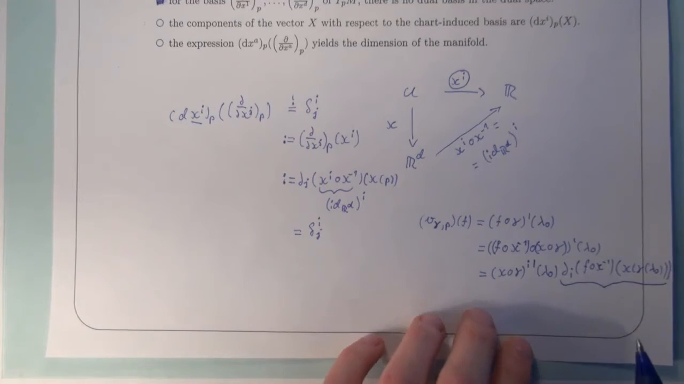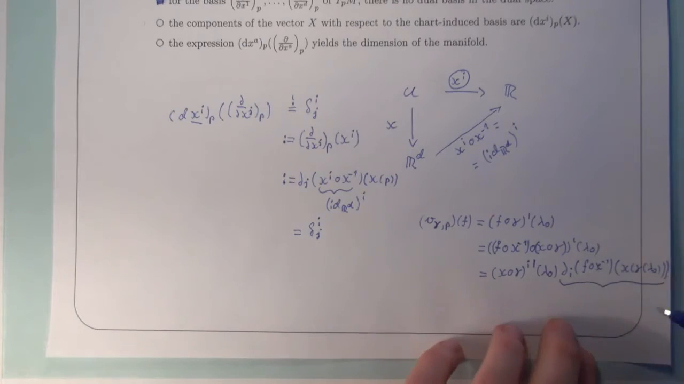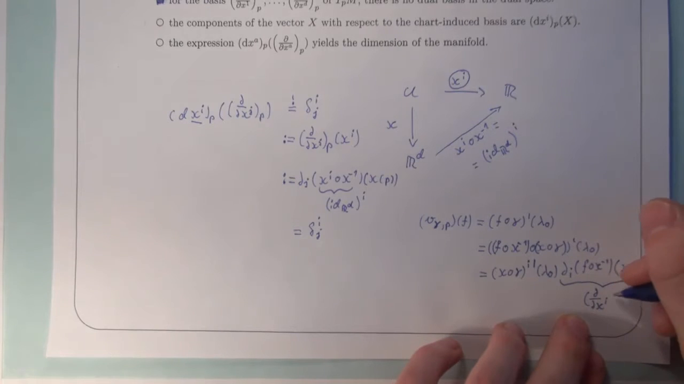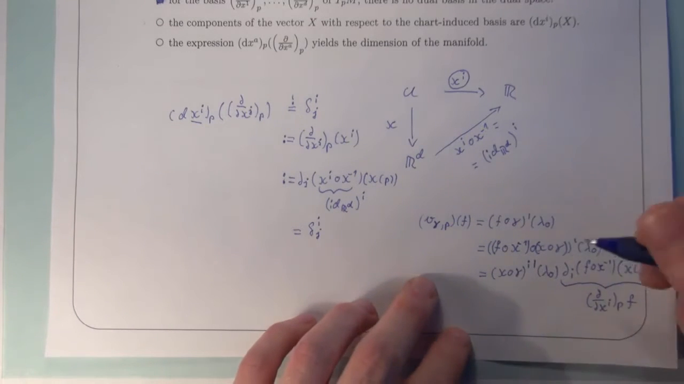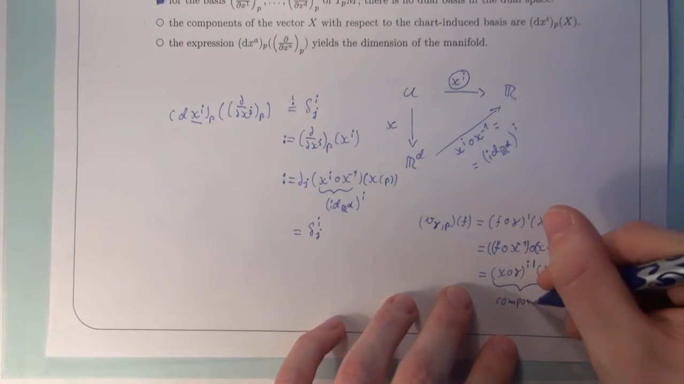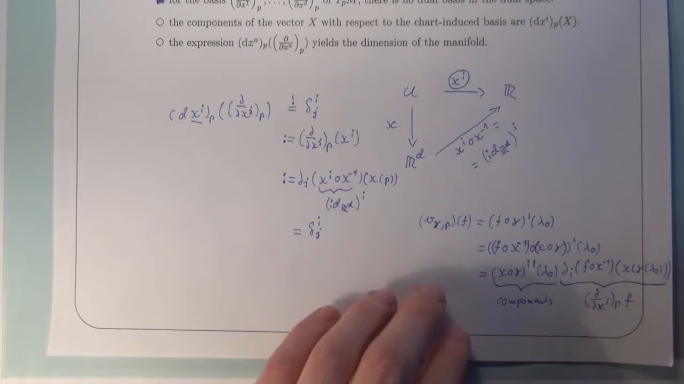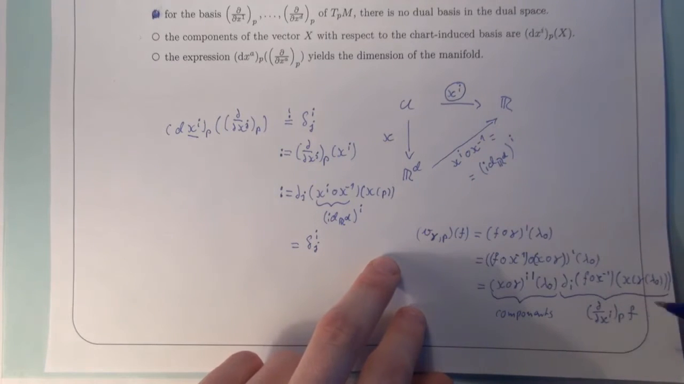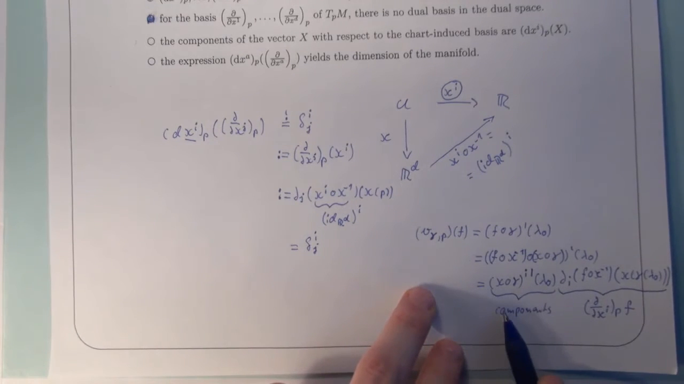Here you can recognize just the basis vectors with respect to the chart map x acting on the function f. So an abbreviation for this is del xa, the point p, acting on the function f. So these guys are the components of our vector. If we now apply this covector on this vector written here, we can extract just these components. Let me show it to you.